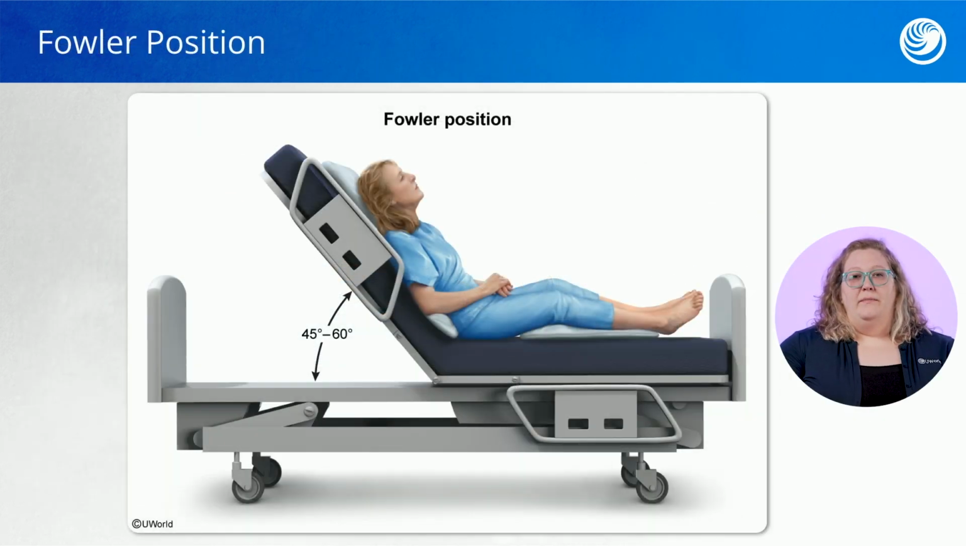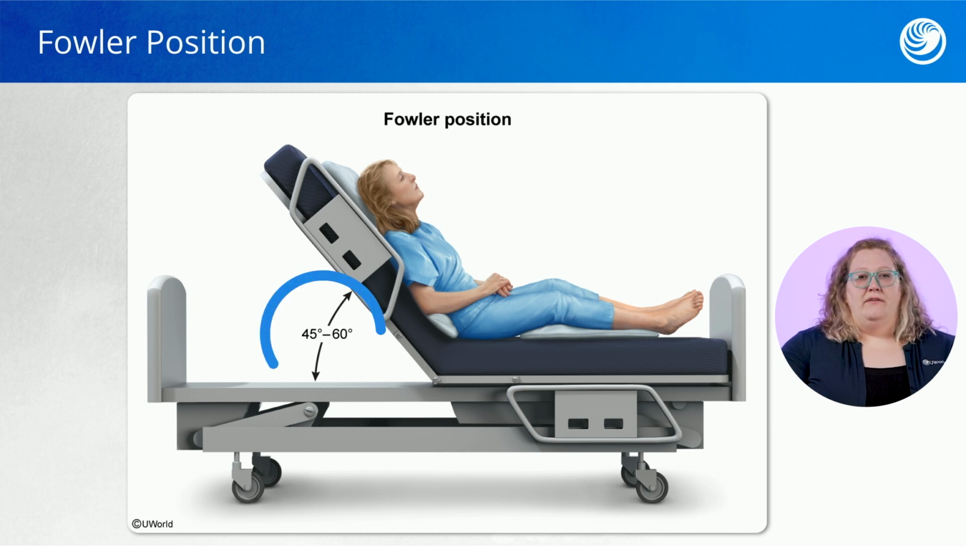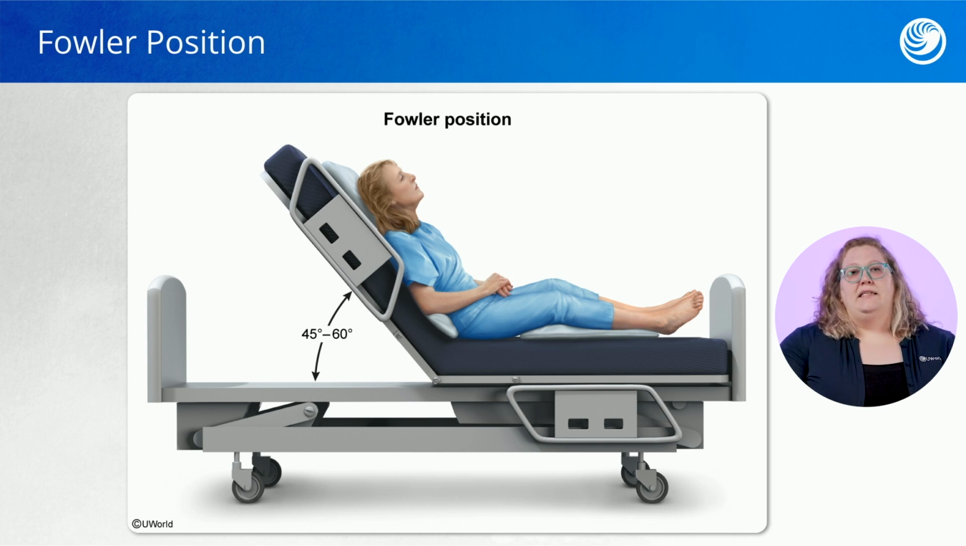So similarly, the patient is lying on their back in the bed. The degree that the bed is elevated is increased to 45 to 60 degrees. So this achieves the same objectives as the semi-Fowler position, but it has an even greater angle. So it has an even greater capacity for improving oxygenation and reducing discomfort.